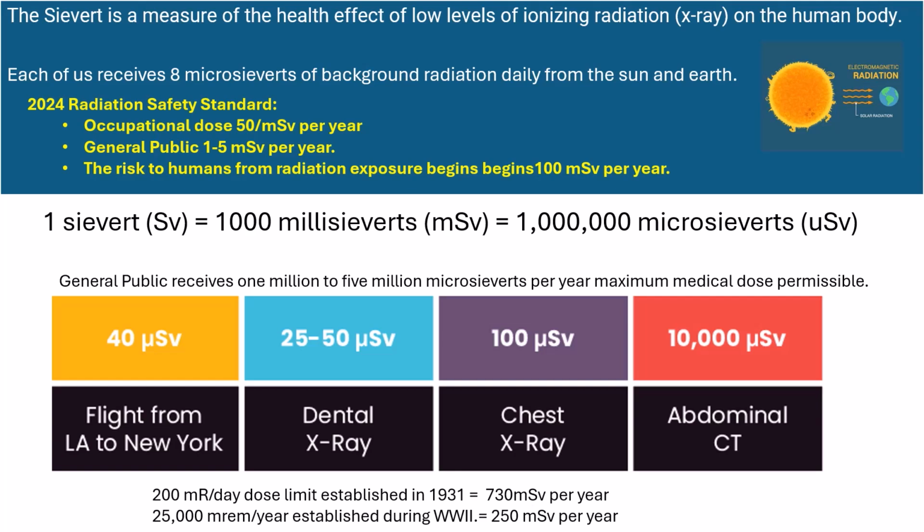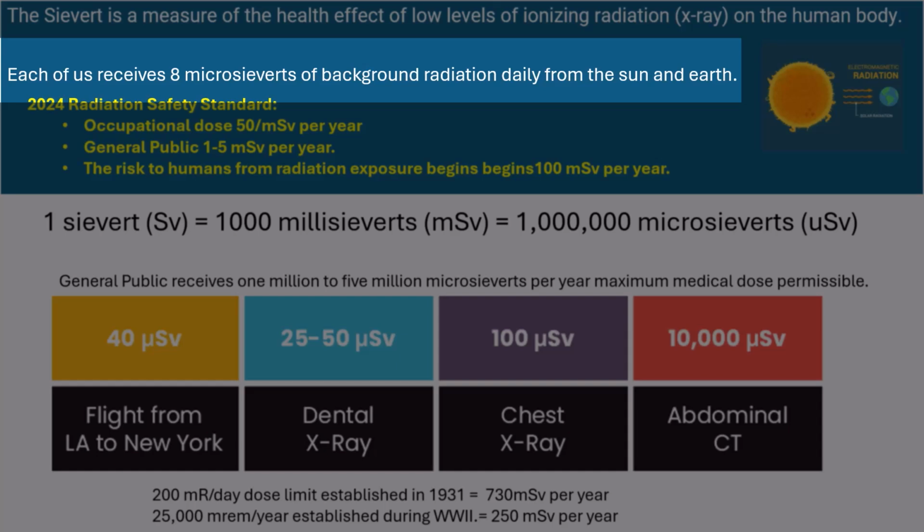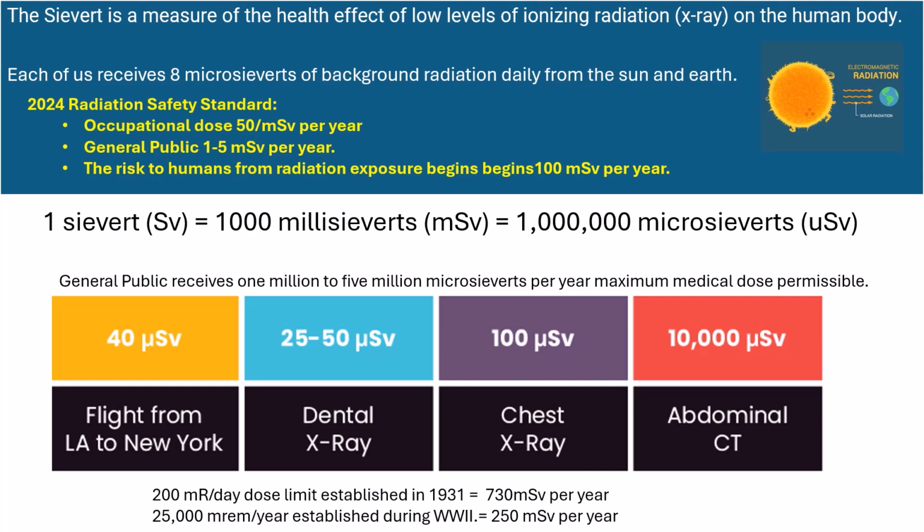So let's look at some practical usage of the measurement. We're exposed to radiation in several different instances, from natural radiation and background radiation all the way through ionizing radiation used in medicine. The risk from background radiation, or the exposure to background radiation, is about 8 microsieverts of background radiation a day from the sun and the earth.